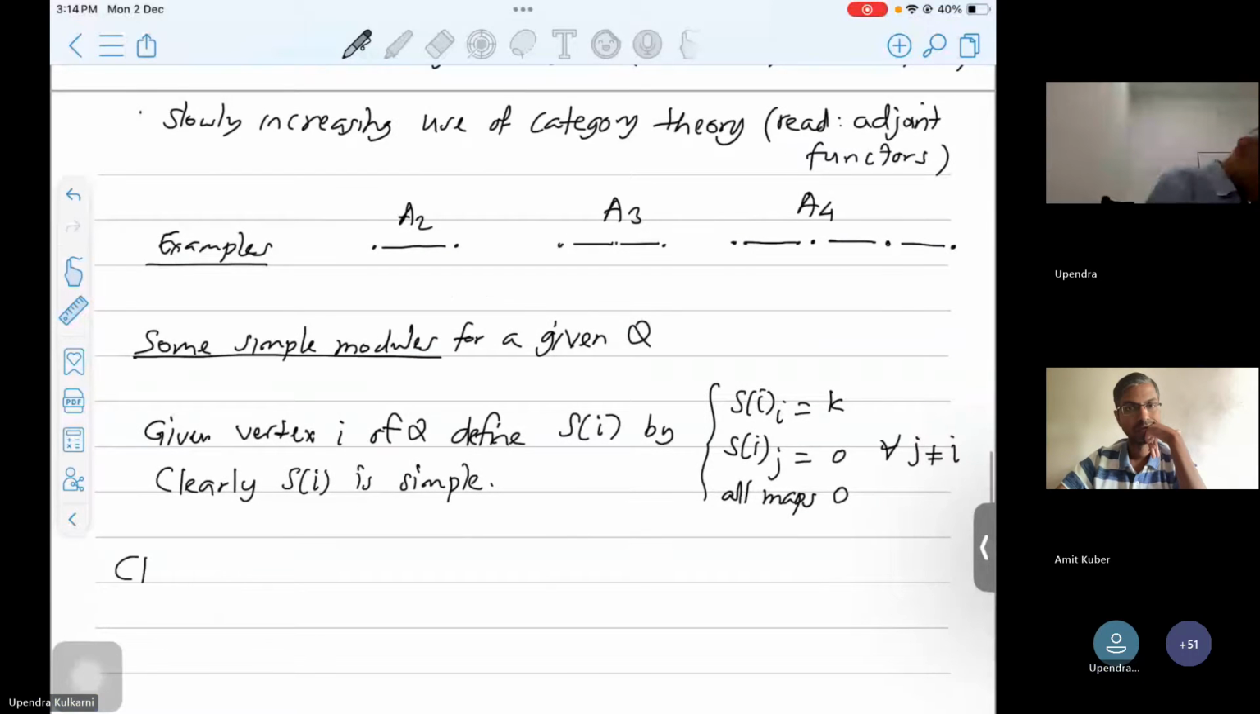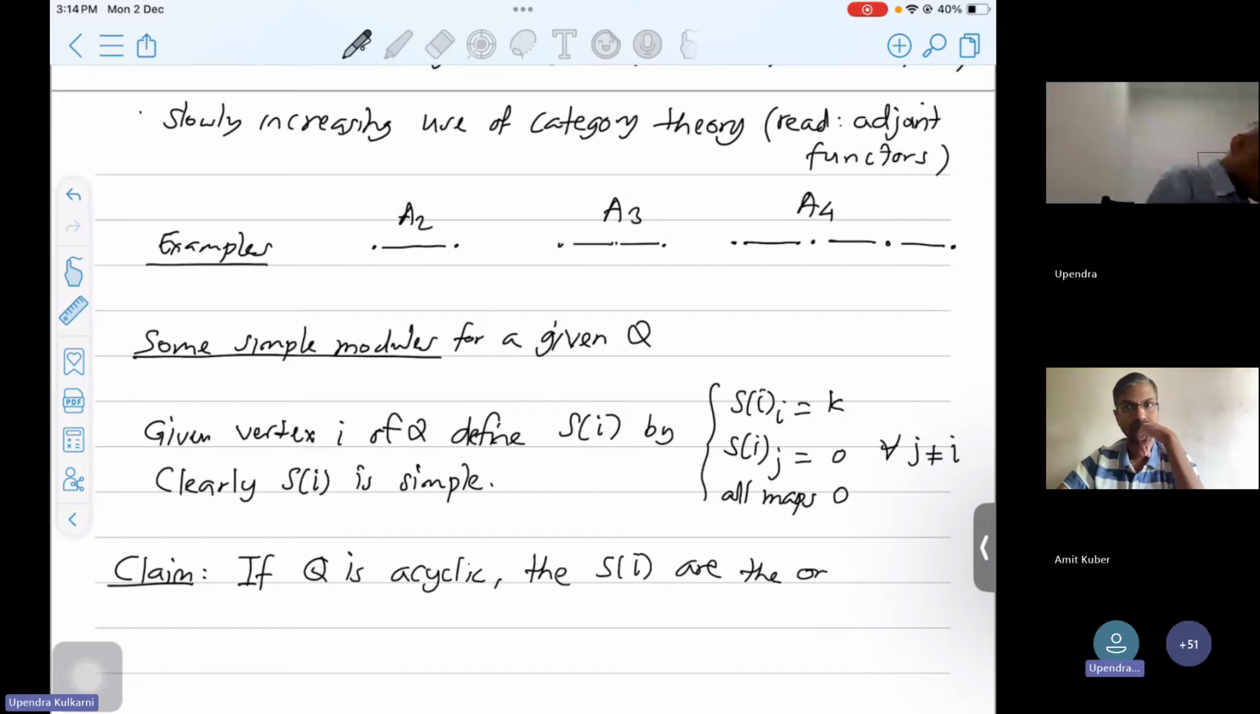And now, the claim: if Q is acyclic, then the SI are the only simple modules. See, I have already switched to the language, simple modules. What I mean is simple representation or irreducible representation.